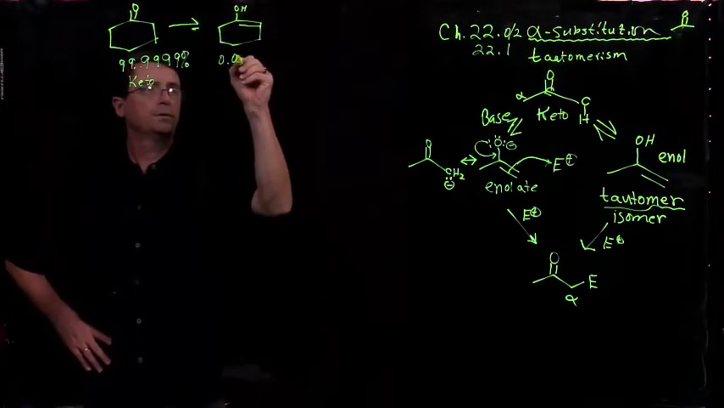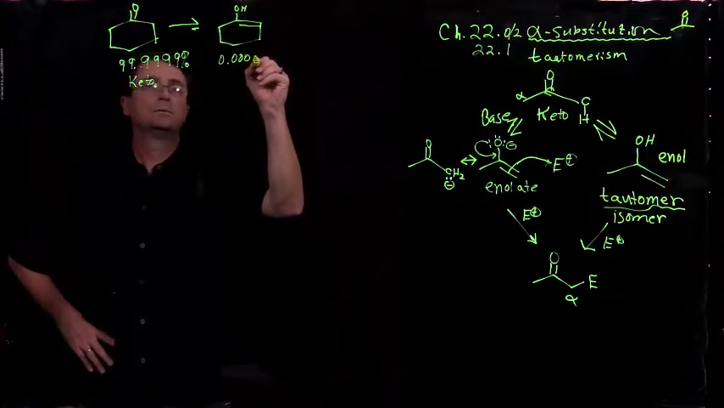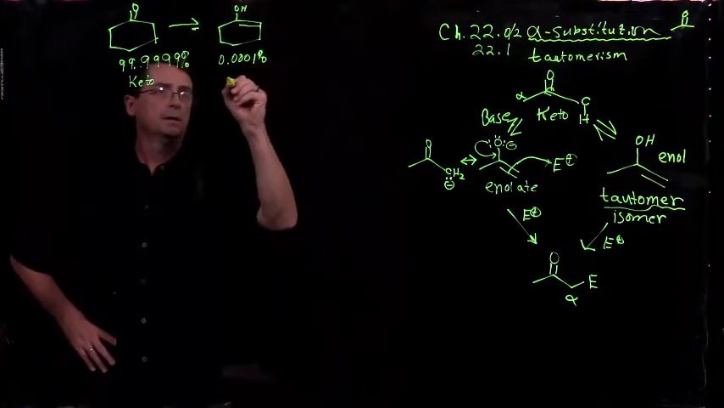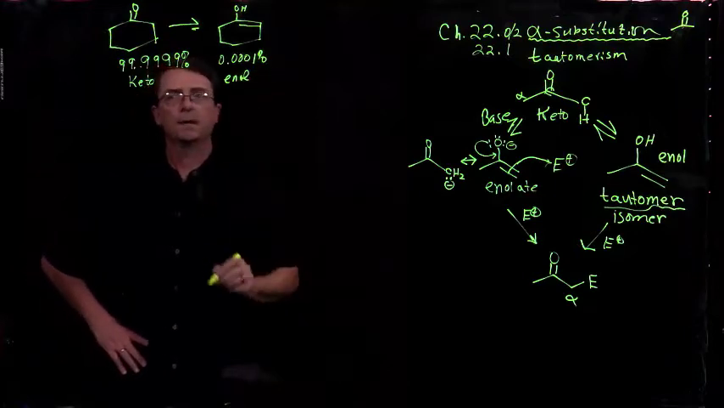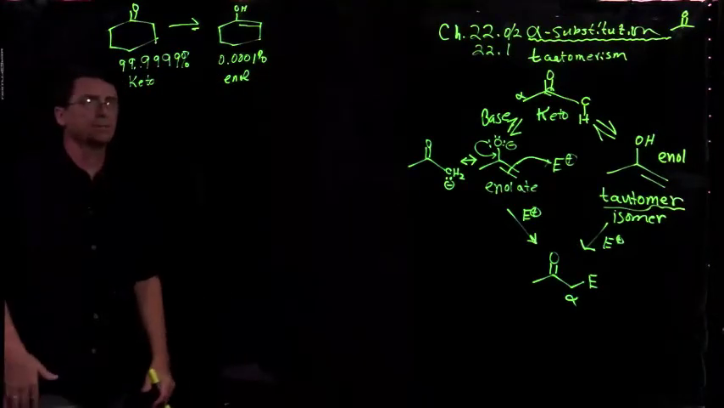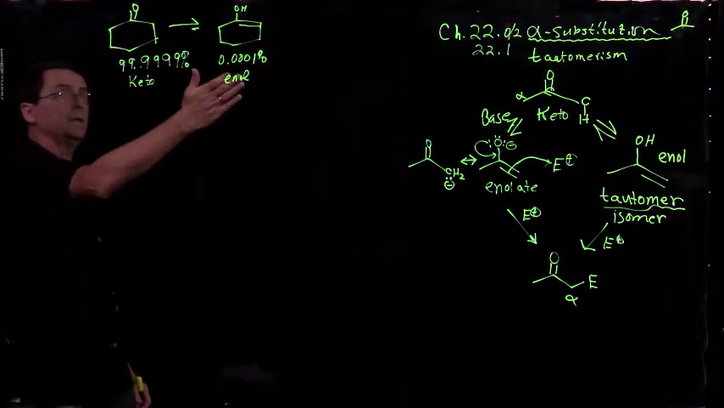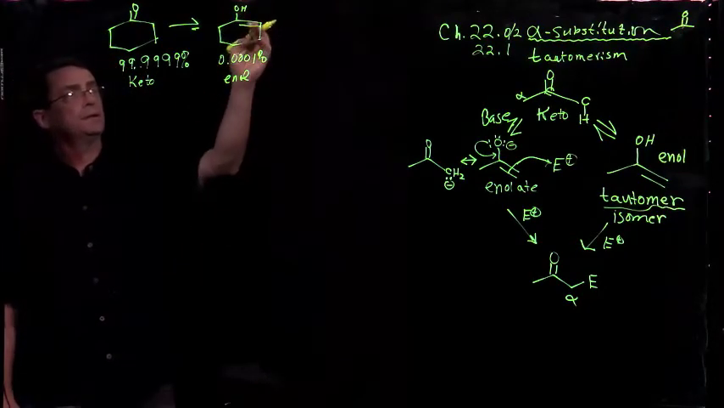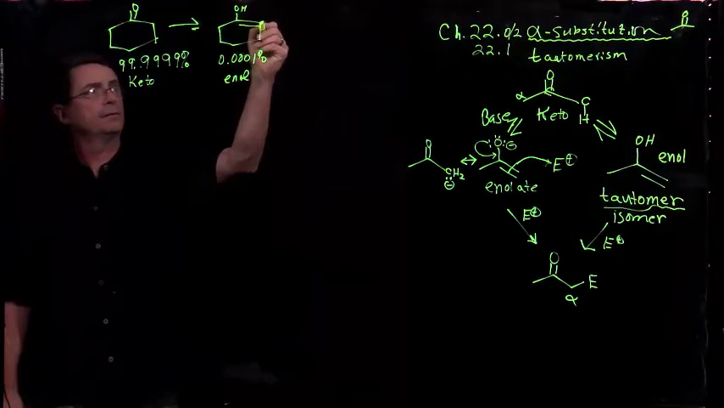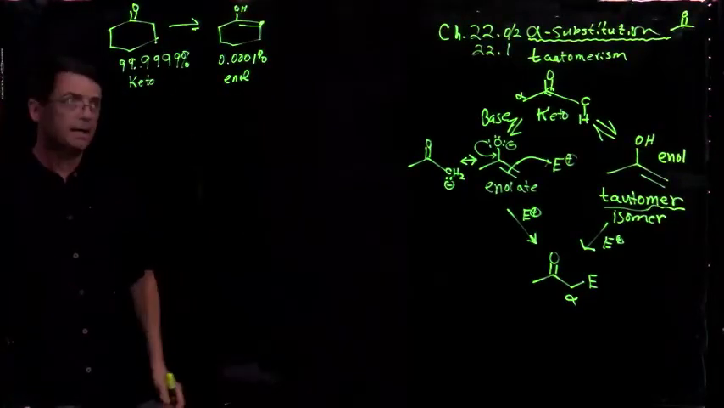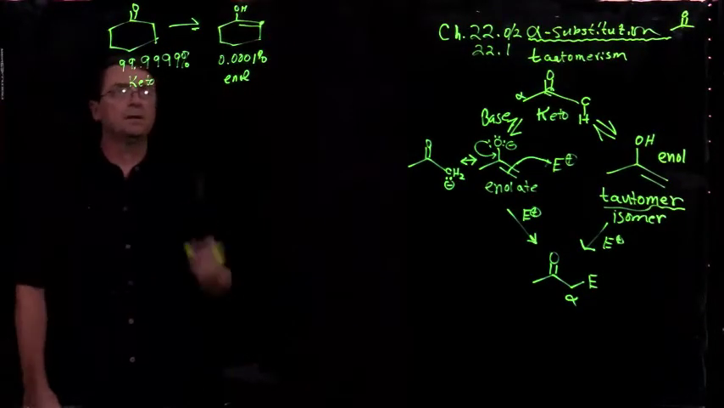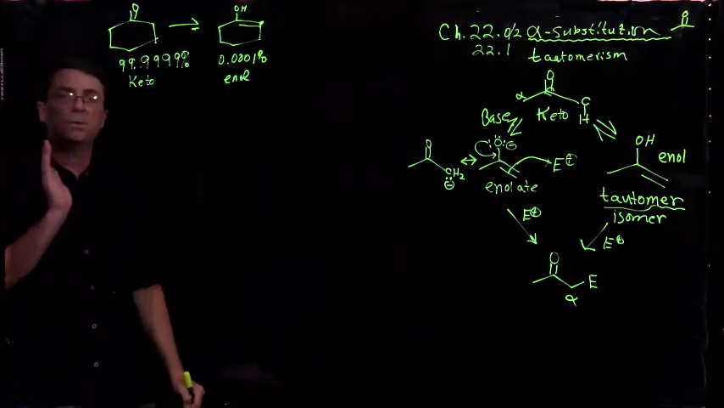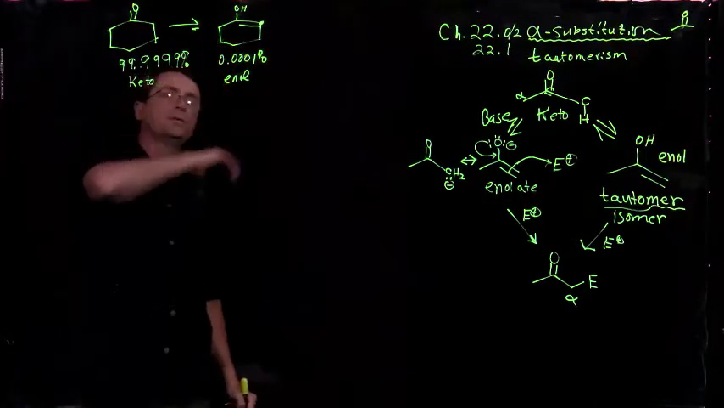and 0.0001% enol. Now, why do I mention something that's such a small number? It's because even though it's only 0.0001%, it's still highly reactive. And so, again, by Le Chatelier's principle, if we react via the enol, we'll shift this equilibrium. And so we can see chemistry that funnels through this.